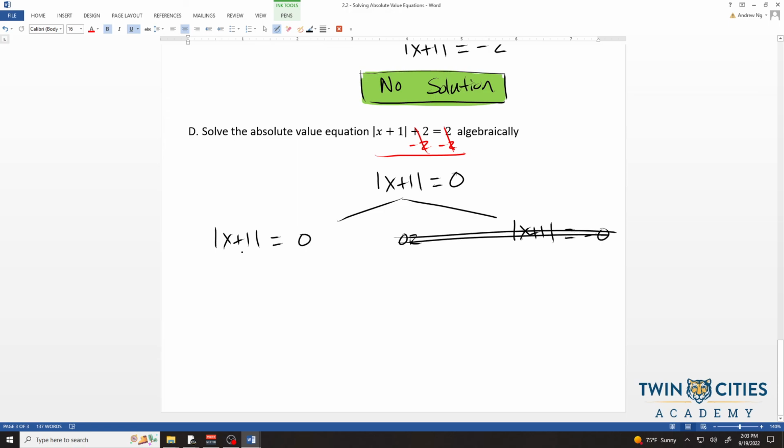And I can just solve this over here. Oh, and when we isolate, I would actually not have those absolute value symbols anymore. Okay, so now let's just solve this. Subtract 1 from both sides. And we see x equals negative 1.